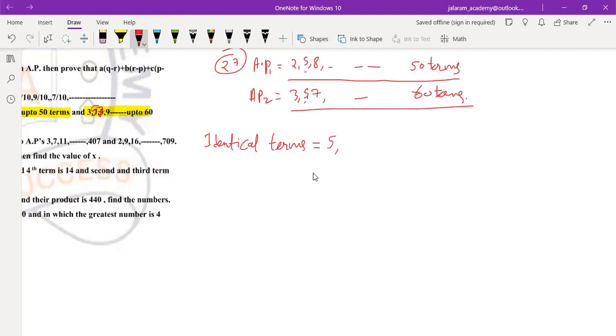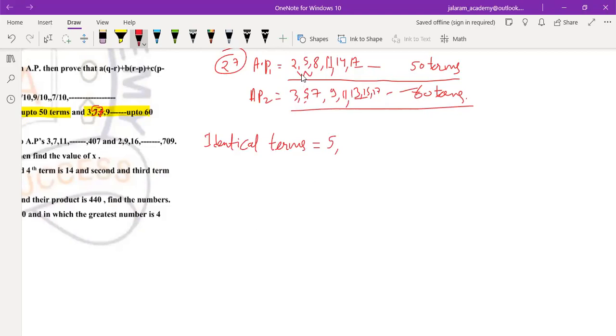Can you tell the next? To tell the next, you have to write some more terms. 2, 5, 8, 11. The common difference is 3. 2 plus 3 is 5, 5 plus 3 is 8, 8 plus 3 is 11, 11 plus 3 is 14, 14 plus 3 is 17, and so on, up to 50 terms. And in 3, 5, 7, first we have to estimate some of the common terms. Then only we can solve it further.